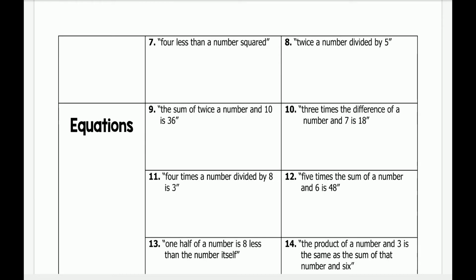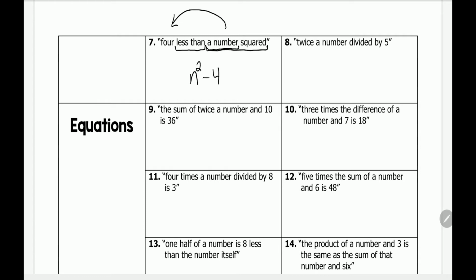Okay, so number 7. 4 less than a number squared. Alright, so what we're going to do is look at a number. Well, that's n. Now we have a number squared, so that means n squared. And we have 4 less than. Less than is number 1 of our turnaround phrases, so we're going to read it from right to left now. A number squared, less than means subtraction, and 4. So that means n squared minus 4.